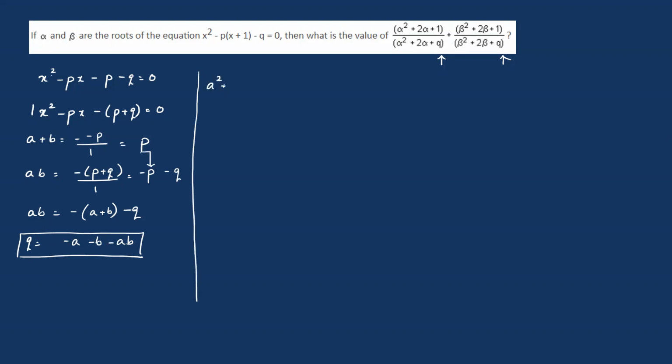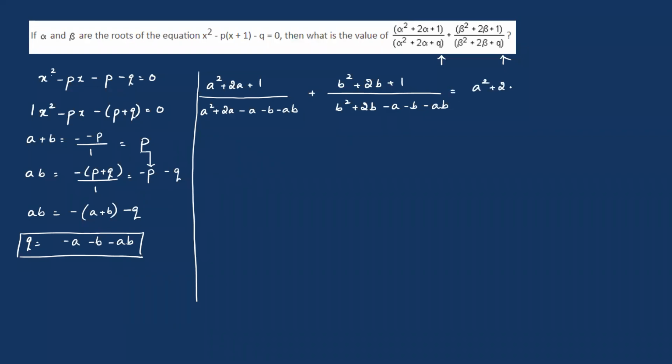So, the question statement says A square plus 2a plus 1 divided by, now my denominator is a square plus 2a minus b minus ab. Similarly, I can have this as b square plus 2b plus 1 divided by b square plus 2b minus a minus b minus ab. What can I further simplify this as? We can further simplify this as a square plus 2a plus 1 divided by a square plus a minus b minus ab. And this can further be replaced as b square plus 2b plus 1 divided by b square plus b minus a minus ab.